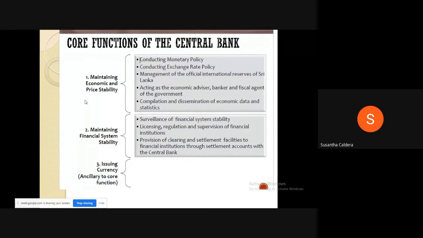The core functions of the Central Bank of Sri Lanka we can categorize into two. As I said, one is maintaining economic and price stability. The second one is maintaining financial system stability. And the third one is the ancillary functions to the core functions, such as the issuing of currency.